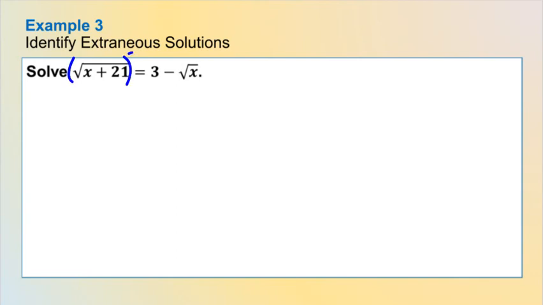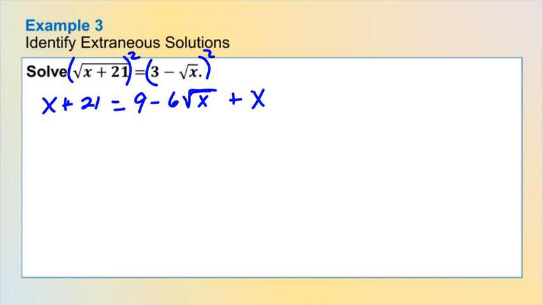So if I square this side, that gives me x plus 21. But now I have to square this side, which is a perfect square trinomial. That will give us 9 minus 6 square root of x, because 3 times negative square root of x is negative 3 square root of x, and we have 2 of those, and then this would be a plus square root of x times the square root of x, which gives us x.